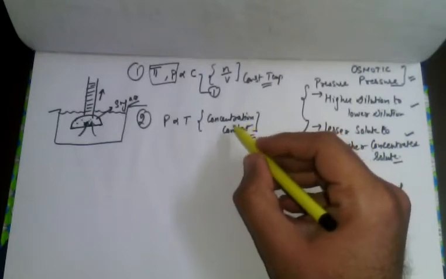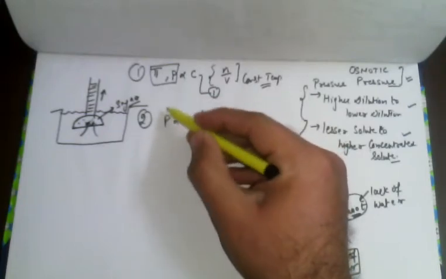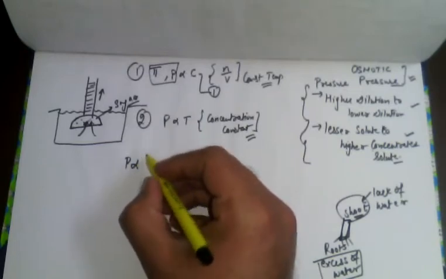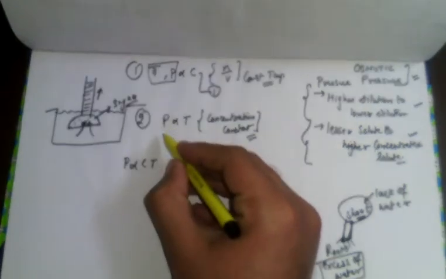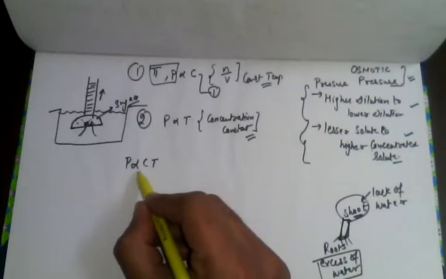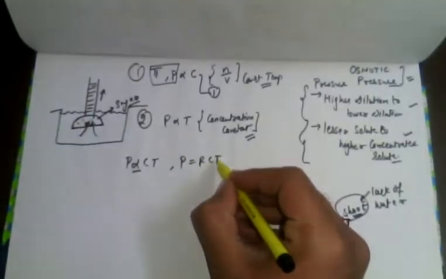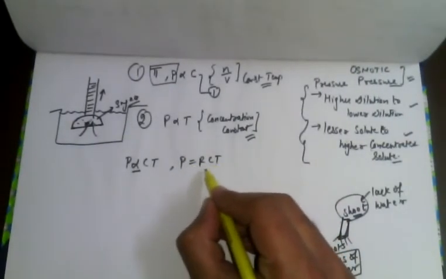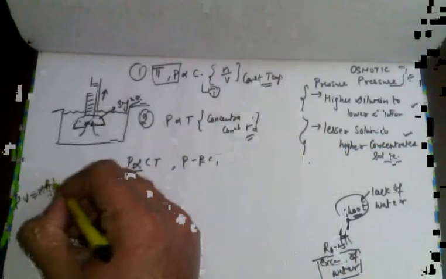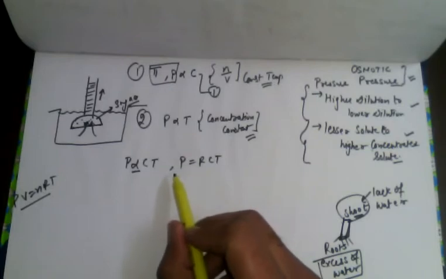So what is the rule of mathematics? If two left-side terms are equal, we will write them as a single term. Keeping the directly proportional sign, we will write it as CT. Combining these two, equations 1 and 2, we find P is directly proportional to concentration and temperature. Removing the directly proportional sign, we will write P equals RCT. This is equivalent to the gas law. But what does the gas law say? PV equals nRT. So this is analogous to PV equals nRT.